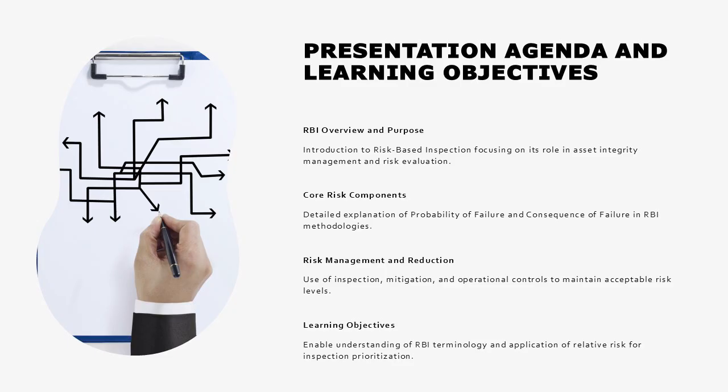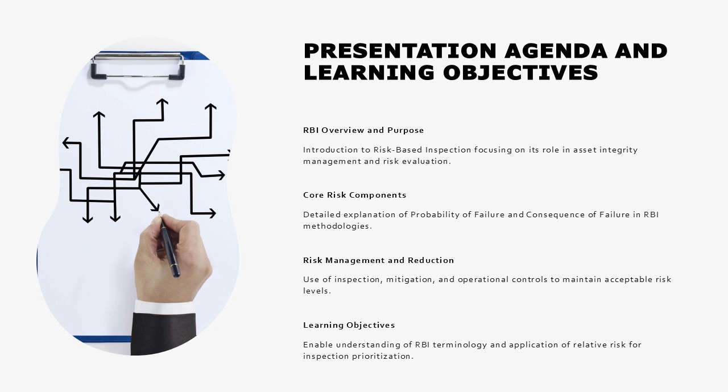The agenda for this presentation is structured to build understanding progressively, starting from fundamental concepts and moving toward practical RBI decision-making principles. First, an overview of risk-based inspection is provided to establish the purpose and scope of RBI within asset integrity management systems. This is followed by a clear definition of risk as used in API recommended practice, including the commonly applied risk equation that combines probability and consequence.